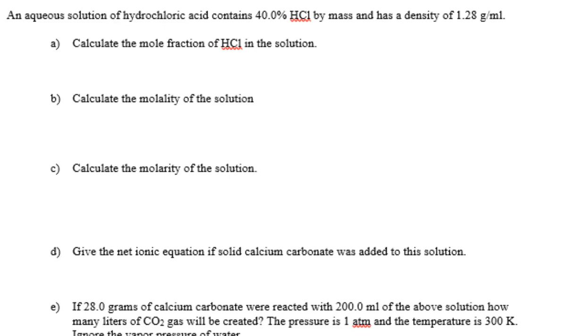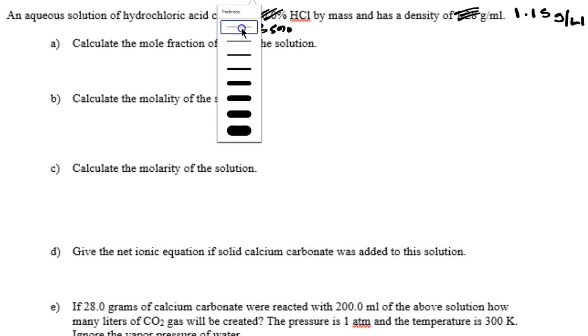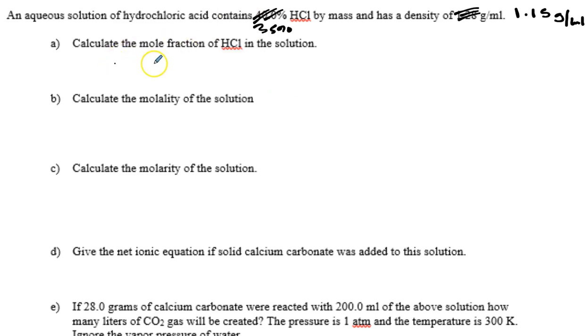All right, let's give this problem another shot. I'll change it up a little bit. Let's just say it is 35% HCl and a density of 1.15 grams per milliliter. And let's just go from there. So, mole fraction. Another way to do this, and it really doesn't matter, but it might be easier to do this.